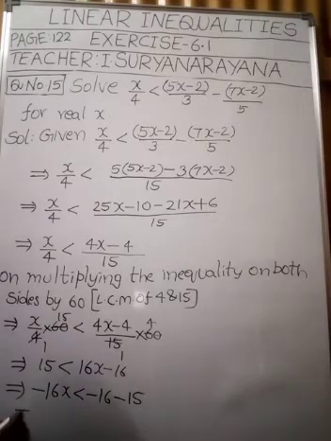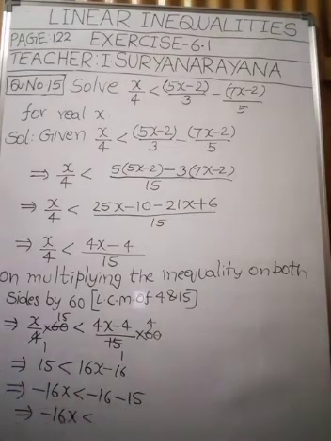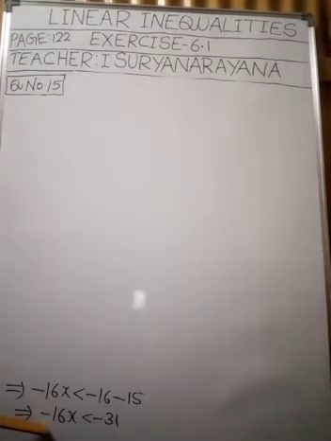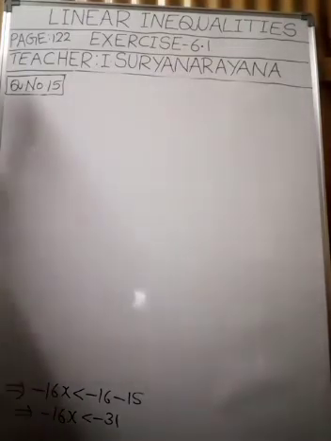Right. This implies minus 16x less than. What will you get here? Minus 16 minus 15, minus 31. Understood this step, my dear children? Right. See this inequality, my dear children, minus 16x is less than minus 31. So we divide the inequality on both sides by minus 16 because here minus 16 is there. Okay, my dear children? Right.